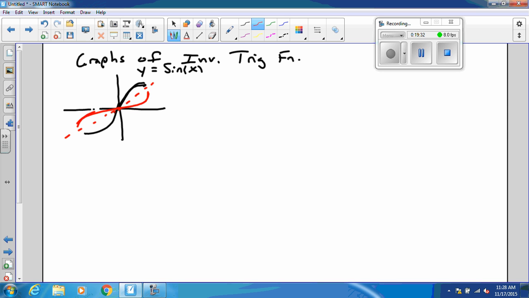And so when I do the graphs of the inverse trig functions, I always choose what I call a 3-point solution. I'm going to pick 3 points that I know really well on the graph of sine. And I'm going to swap x's and y's to get points on the graph of inverse sine. And then I can connect those with a smooth curve. So let's choose those 3 points.